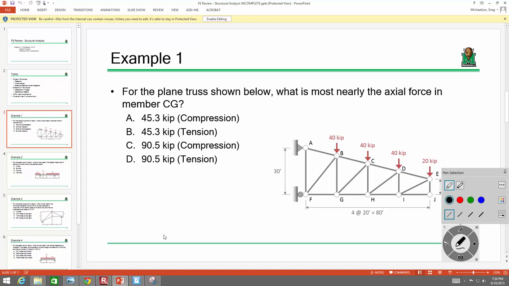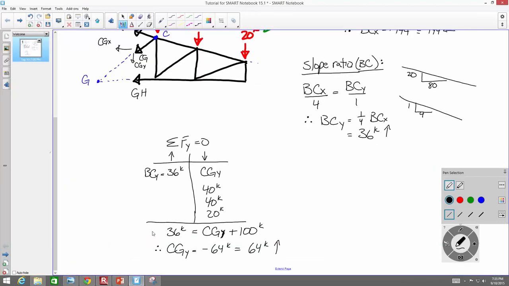Okay, so we know it's in compression. And the number we just got was 64, right? Which means it can't be 45.3. So from a strategy standpoint, we could stop right now, couldn't we? What's our answer? It's C, right? Now, for completion's sake, let's go ahead and just finish our problem and see what we get.